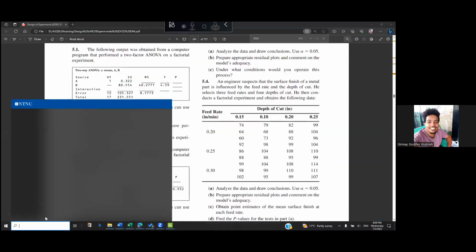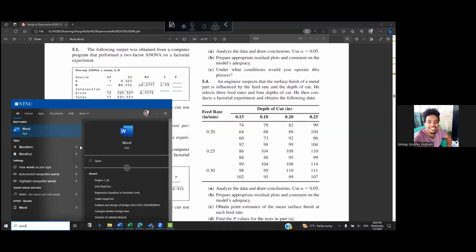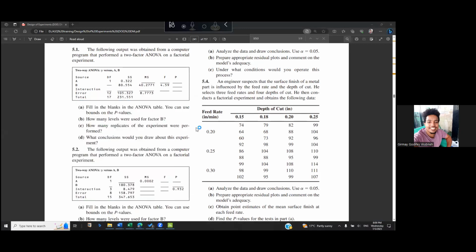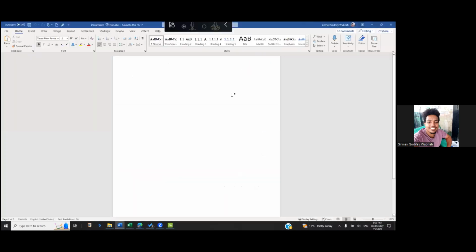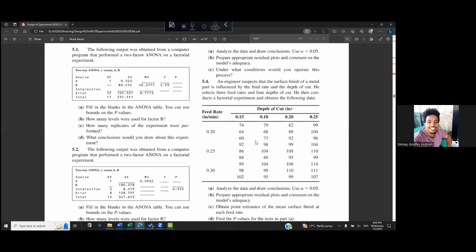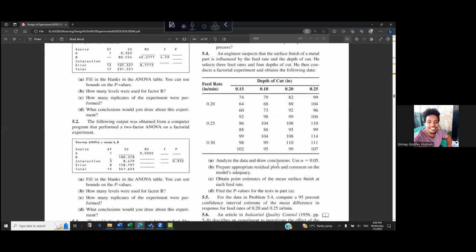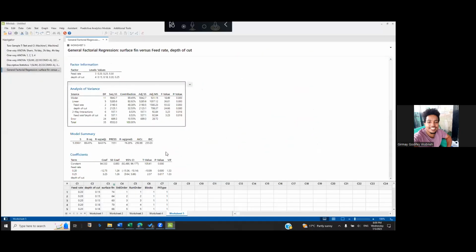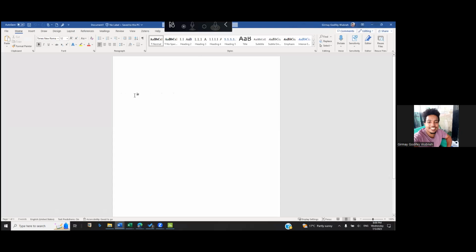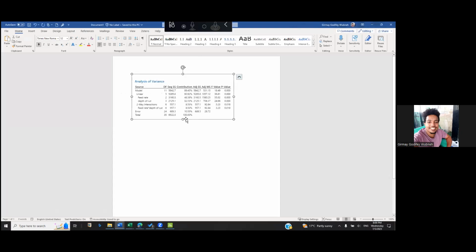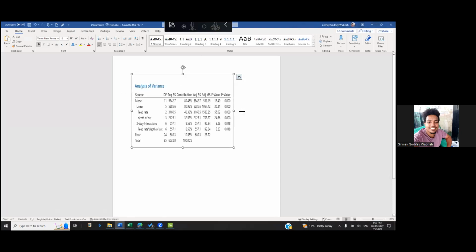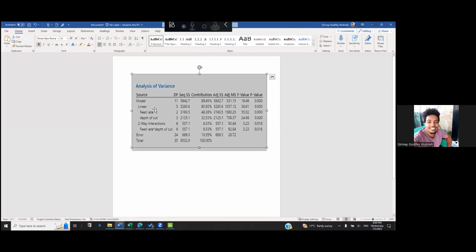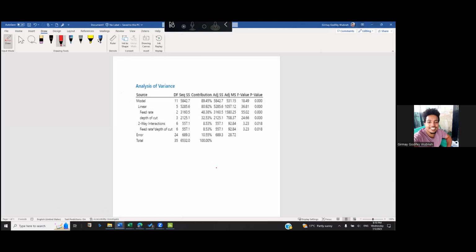Maybe I'll use a Word file right now. Analyze the data and draw conclusions is another part. So the question, copy it as a picture. Now let's draw the conclusion.